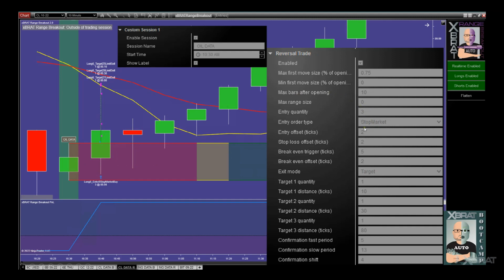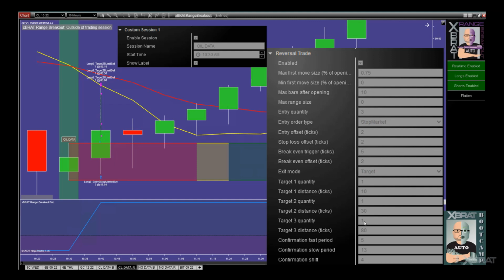Entry offset this time is 2 ticks because the reversals can be quite aggressive, and sometimes you just need that little extra to help us get in and get less slippage. Stop loss offset is 2. Break even trigger again, just like the breakout, very, very aggressive at 5 ticks. As soon as that 5 ticks get hit, we put the stop 2 ticks in profit. Okay, target 1 is 10. The next contract is taken out at 30. The next contract is 80. We usually find that the reversals are more powerful than the breakouts after that oil inventories data.